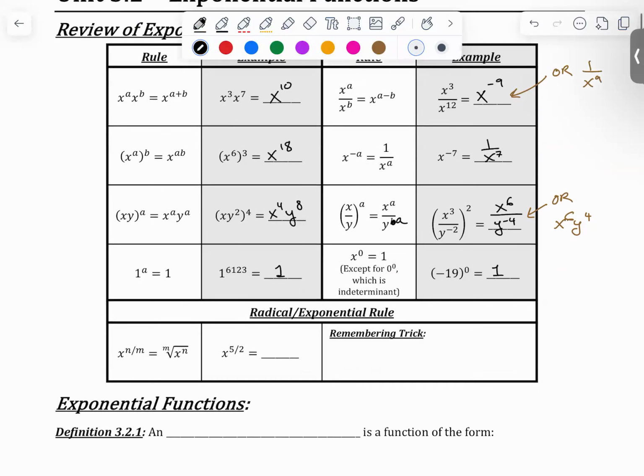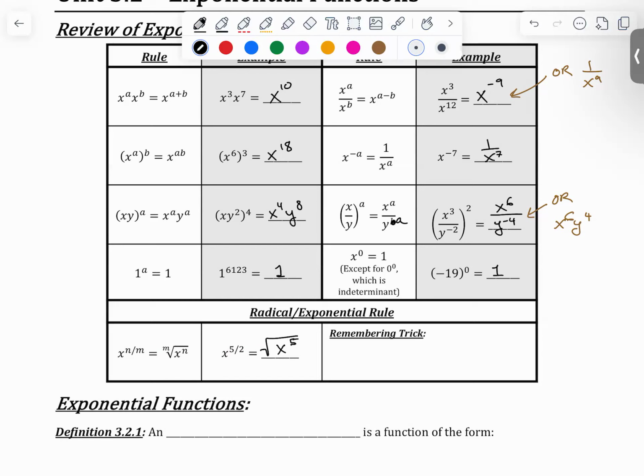Now, it's a very, very useful property regardless of where we are. This is a way to convert between exponential form and radical form. X to the n over m is equal to the mth root of x to the n. So for example, this will be the square root, because it's going to be the second root, and the second root is the square root. So this will be the square root of x to the fifth.